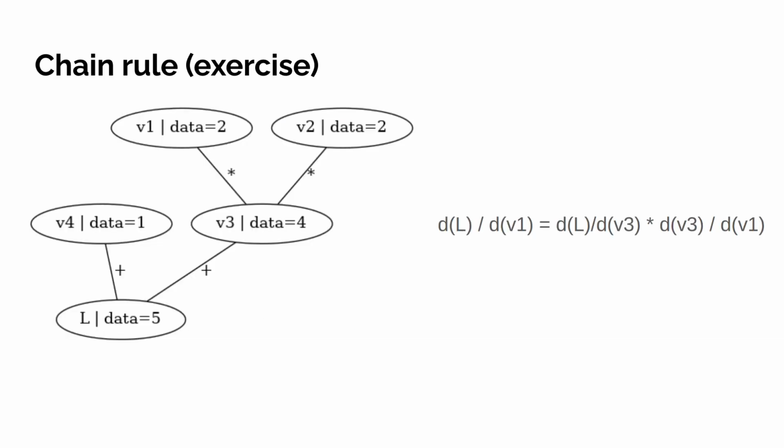So let's do a little exercise to help us understand the chain rule. Here is a very simple computation graph with 5 variables. V1 times V2 gives V3, and V3 plus V4 gives the final loss function value. So how are we going to calculate the gradient with respect to V1? Here, V3 is the intermediate variable. So dl over dv1 is equal to dl over dv3 times dv3 over dv1.